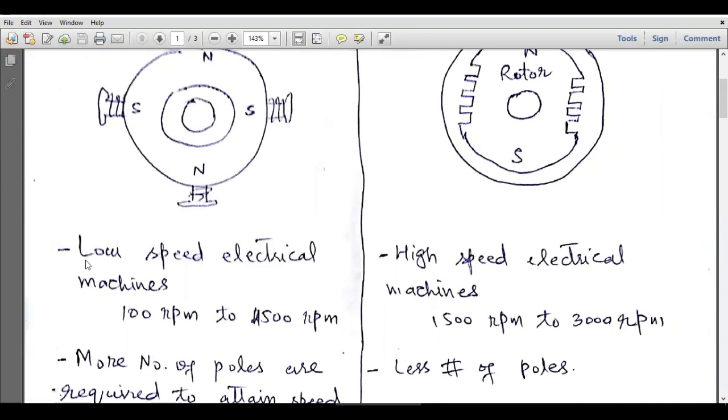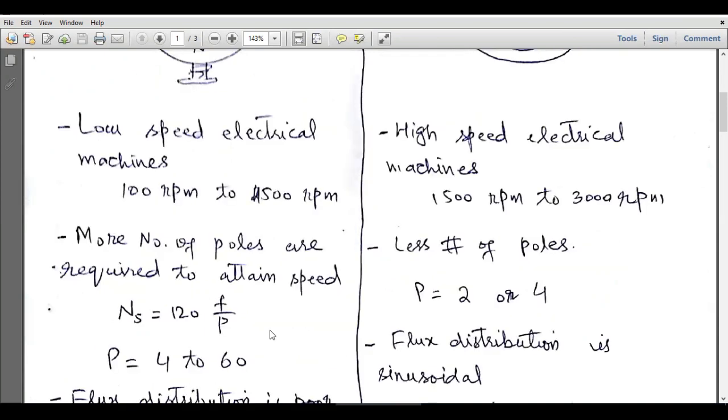A salient pole rotor is useful for low speed applications. So these are low speed electrical machines and their speed varies from 100 to 1500 RPM. The cylindrical rotor type synchronous machines are high speed electrical machines and they can be run at 1500 RPM to 3000 RPM.